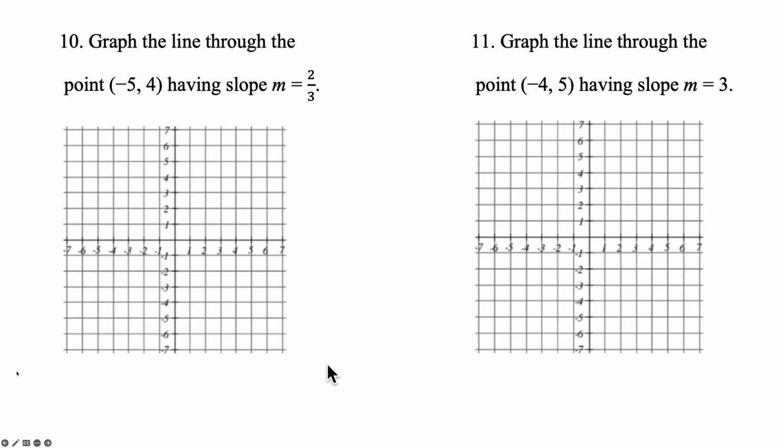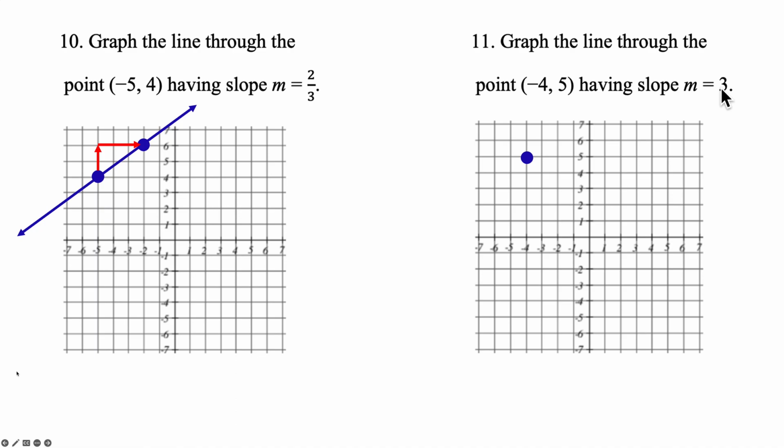Okay, number 10. Graph the line through the point (-5, 4), having the slope m equals 2/3. So we plot -5 and then the 4, and we go up 2, right 3. Plot a point. I can't go up 2 and right 3 again, so I go down 2, left 3, so there's my line.